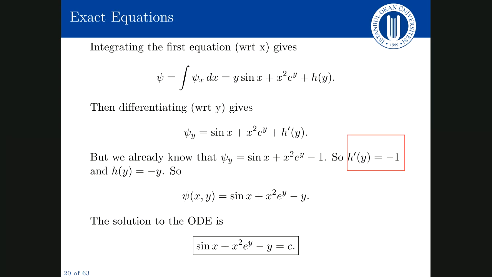We can choose any function h which satisfies this. So let's choose h of y equal to minus y. Why can we choose any function? Because later on we're going to be adding a constant. We don't need two constants. We'll add the constant later instead of adding it now. As soon as we know h, we know psi. Psi is y sine x plus x squared e to the power y minus y. And as soon as we know psi, we know the solution to the differential equation. Psi is equal to a constant.